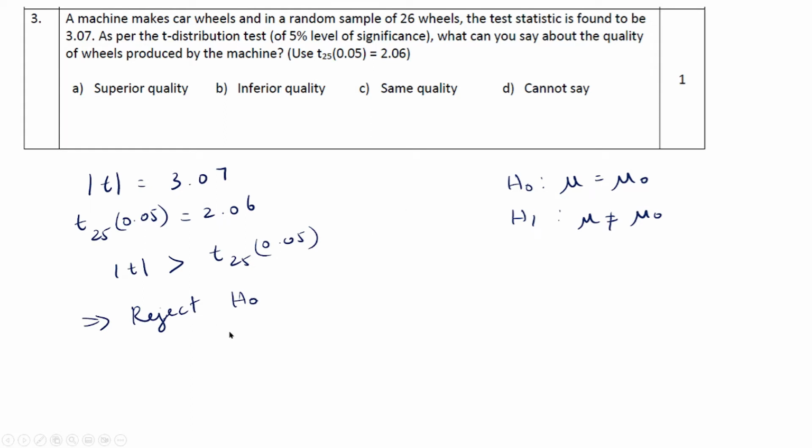Since we are rejecting H naught, it means the car wheels which are produced are not of the required quality. On the other hand, they have to be of inferior quality. Here, as far as the dimensions of wheels are concerned, there is no point of superior quality at all. Whatever should be the dimensions of the wheel, it has to be accurate. Otherwise, the quality is not good. If the dimensions are more also, it is of inferior quality. If the dimensions are less also, it is of inferior quality. So, the answer is B, inferior quality.